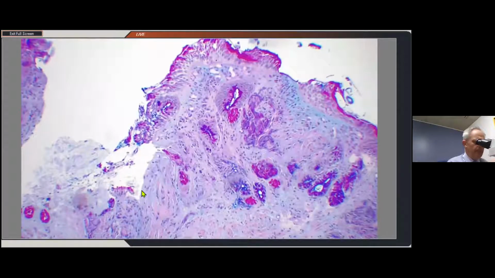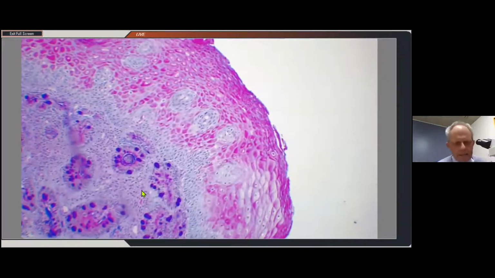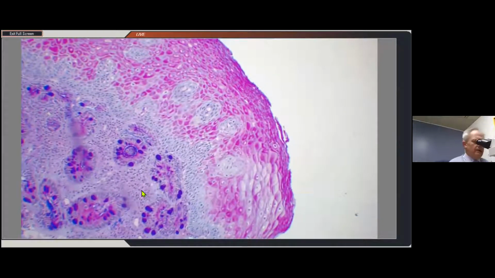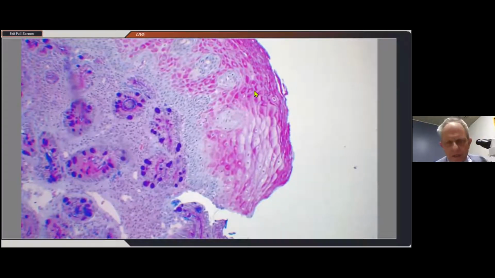If we now go to our portion of squamous mucosa, you can see that this is actually nicely demonstrated, because what we've got here is the squamous mucosa, and you can see the magenta staining. And the reason it is staining magenta is because this is a PAS stain.